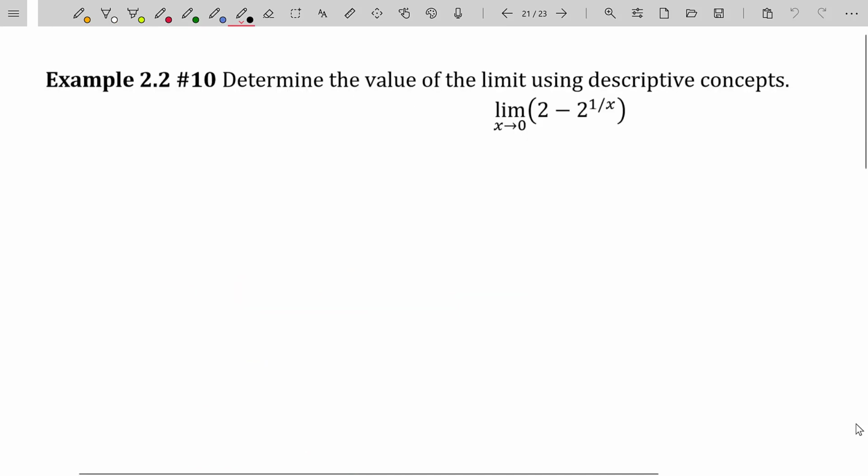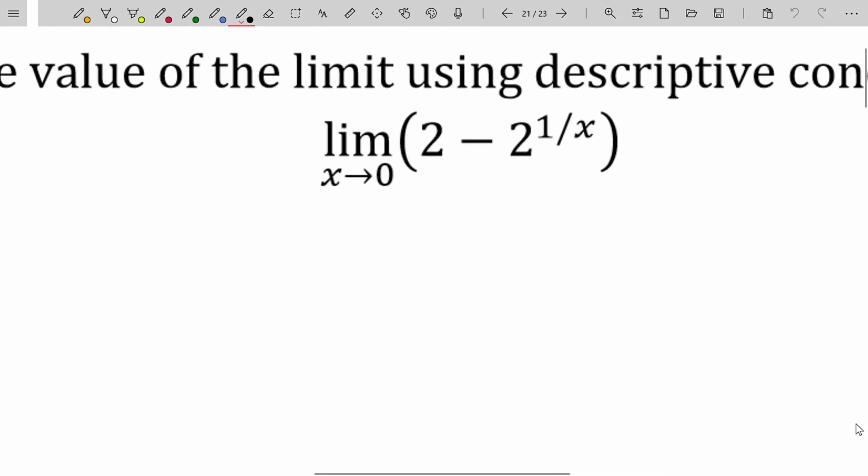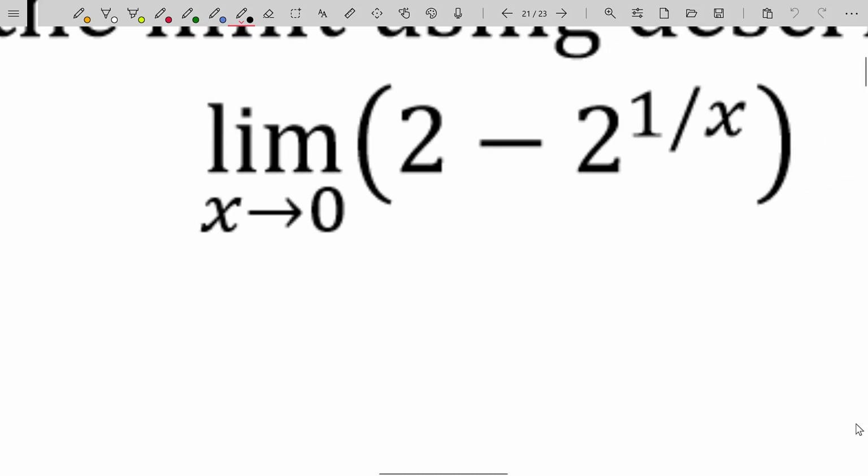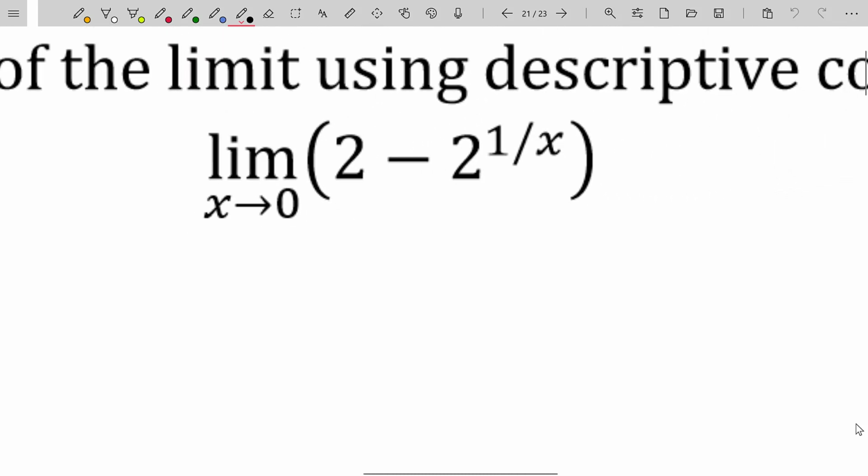Now, this is one of my favorite examples early on in calculus, because this really drives home the ideas that you need to have in mind, or the level that you need to be at when you're entering into calculus. Determine the value of this limit using descriptive concepts. So again, not building a table of values and not graphing it. When I say not graphing it, in reality I'm not going to graph the overall function, but every once in a while I might sketch out a graph of something to help me out. So let's see, as x is approaching 0, 2 minus 2 raised to the 1 over x power.